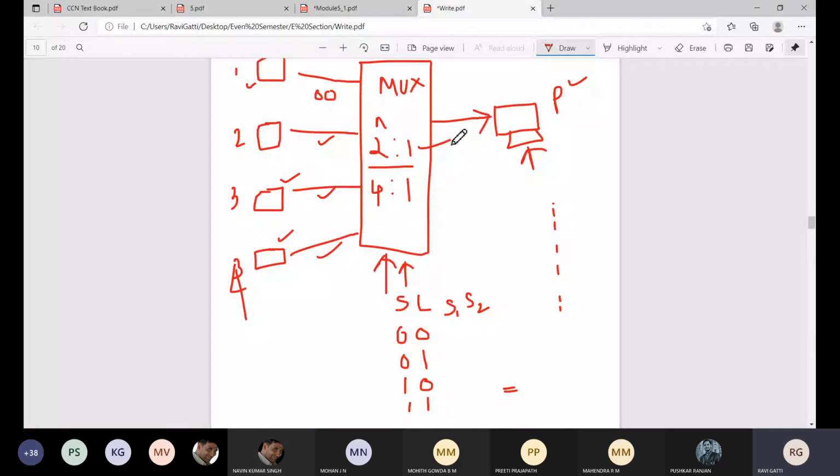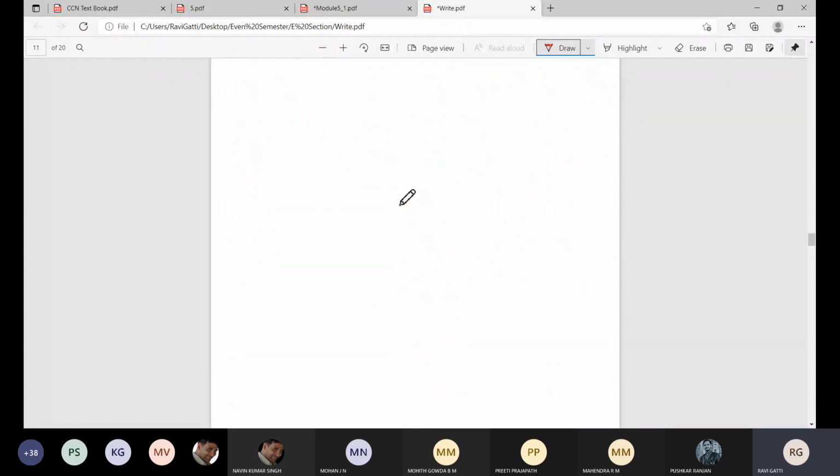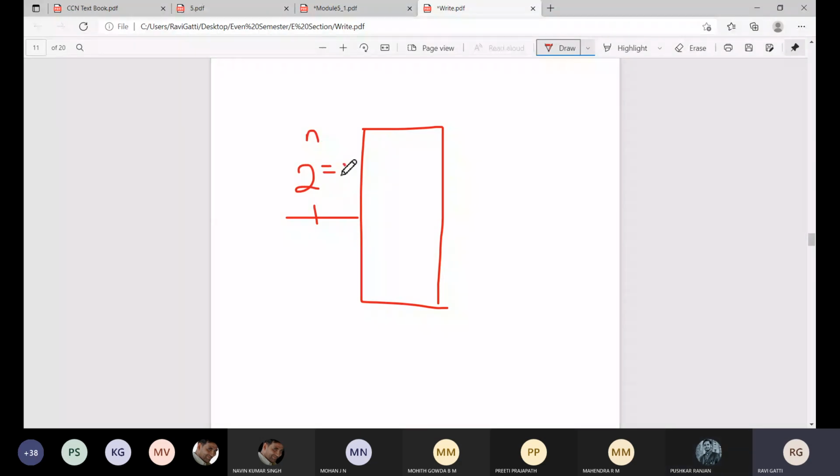In your textbook or syllabus they have not given a 4:1 mux, they have given an 8:1 mux. If you have an 8:1 mux, how many inputs will you have? 8, sir. Yes, 2 power n is equal to 8, so 8 inputs will be there and you'll have only one output, that is y. Now what is the value of n? 3, sir. Yes, very good. 3 means you'll have 3 select lines.